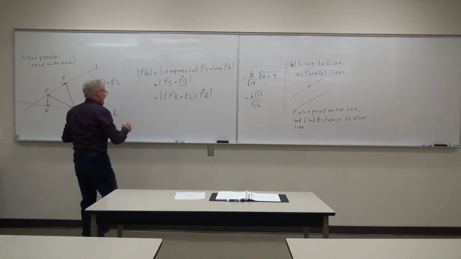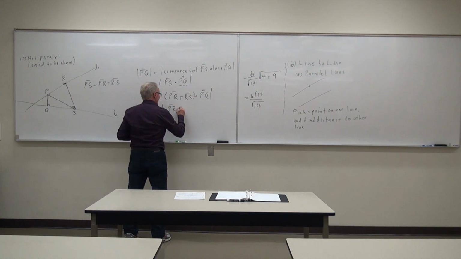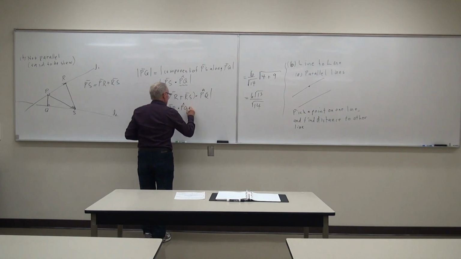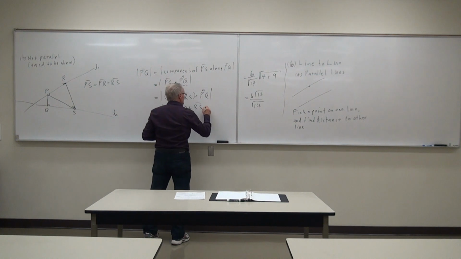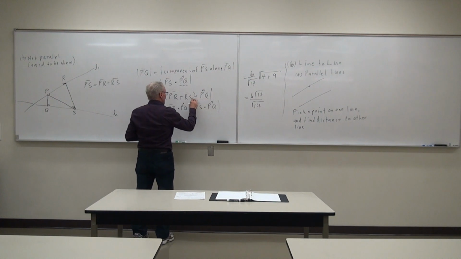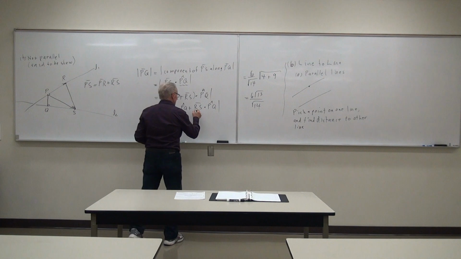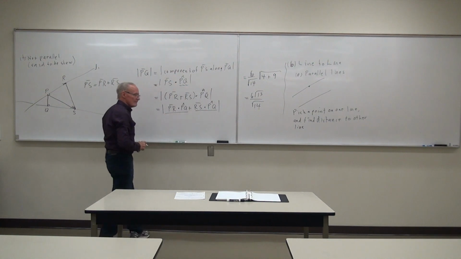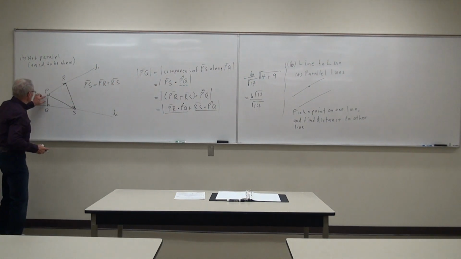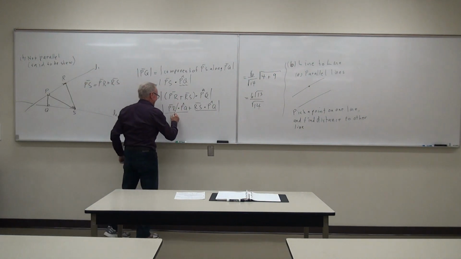Oh, but watch. Could I write this? PR dot PQ hat plus RS dot PQ hat. Is that okay? That one with that one and that one with that one, right? Now this one again is okay. What about this one? Well, here's PQ and here's PR. They're perpendicular. They're perpendicular. So this is 0.